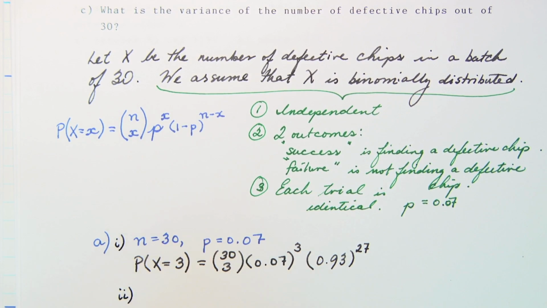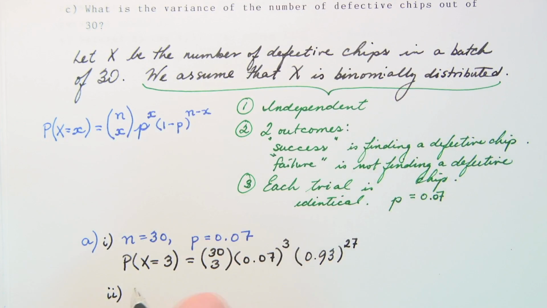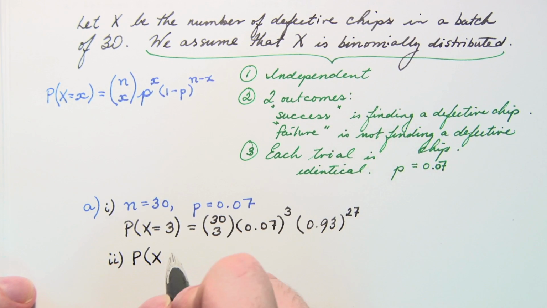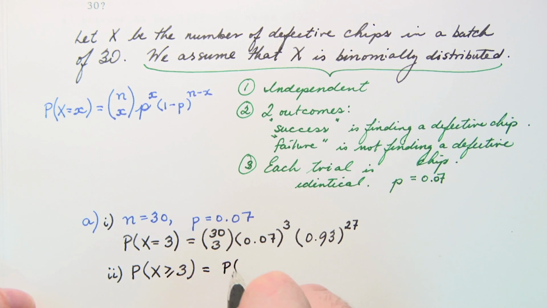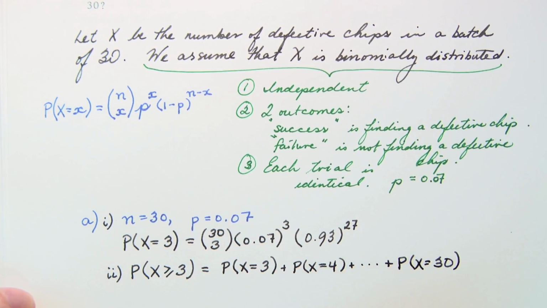For the second part here, the probability of 3 or more means that I want the probability of x greater than or equal to 3. Okay, now I could do the probability of x equals 3 plus the probability of x equals 4 plus all the way up to the probability of x equals 30, and that is too much work.